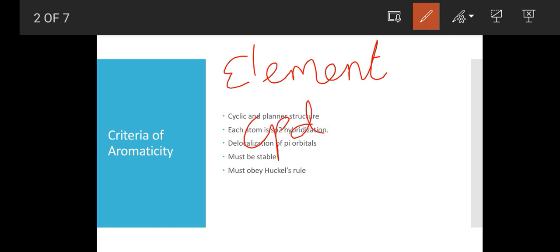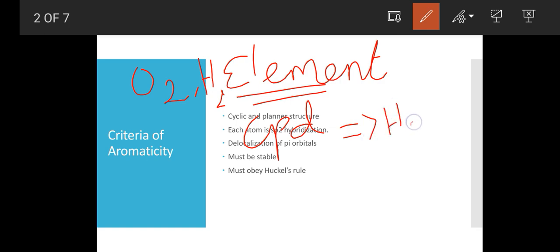Element means it contains one kind of atom, like O2, H2. If it is a compound, it will have two or more kinds of atoms, like H2O and NH3. These are compounds.